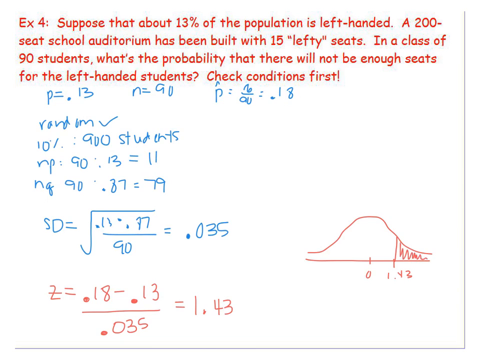So when I look up 1.43, I get 0.9236. Because again it's to the right, I need to take 1 minus that. And hopefully you end up with what I got, and that's 0.0764. So what's the probability that there will not be enough left-handed desks? Only that small probability. So let's look at our last example.